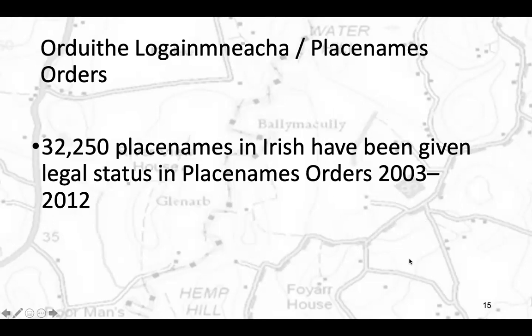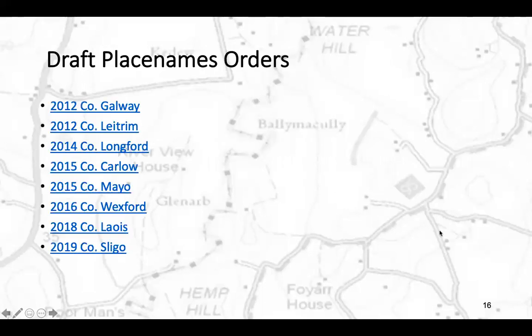Just to give you a brief outline here, some of the work, sort of our core work, would be place names orders. These give place names the same status as their English counterparts. And up to now, we do these through place names orders. These would be brought before, signed by the relevant minister, normally the Minister for the Gaeltacht. And up to this, over 30,000 place names had been given legal status. You can go on, please.